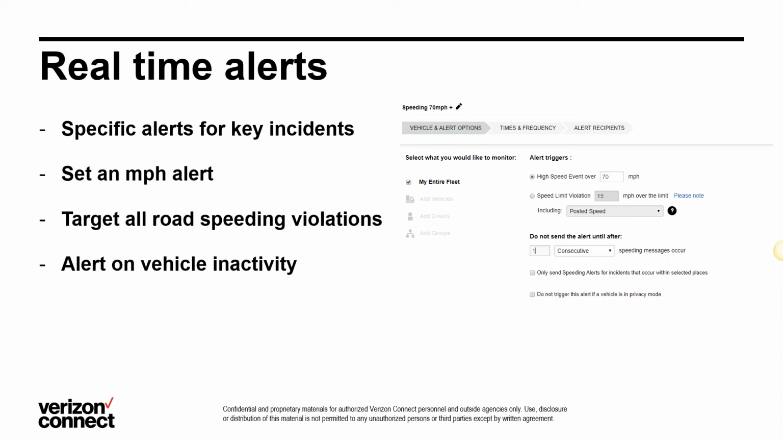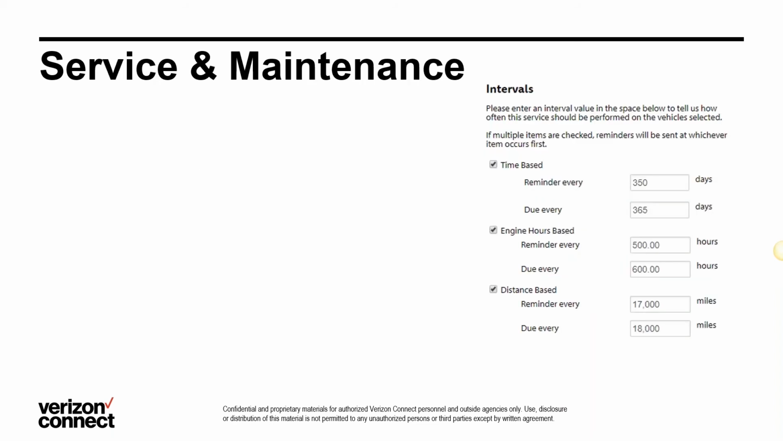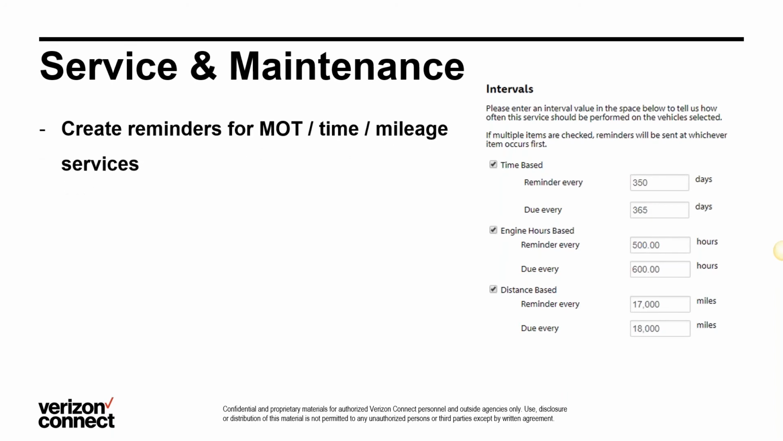So it not just works for the fleet risks, also the actual overall business risks as well. Shuffling along, service and maintenance, a huge one in terms of the area of compliance here. Create automated reminders for your MOTs, your time-based reminders, once every year, once every 2 years, or mileage servicing as well. Notify me every 17,000 miles that my service is due every 18,000. That gives you that little buffer to be able to say, right, I'm going to make sure my vehicles are fully compliant from an MOT perspective, but also fall in line with the actual kind of manufacturer's compliance as well.